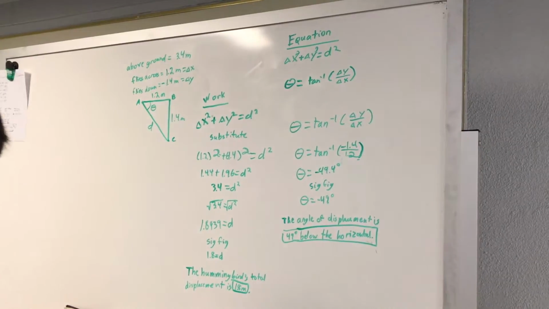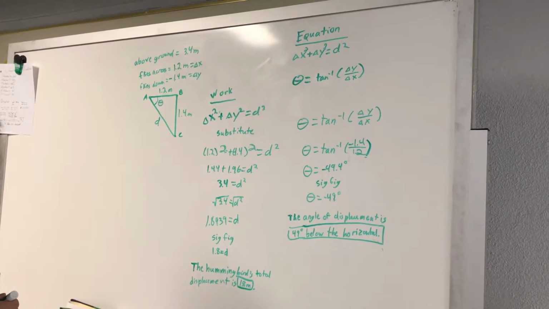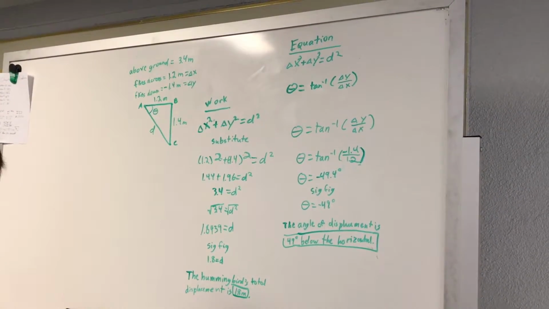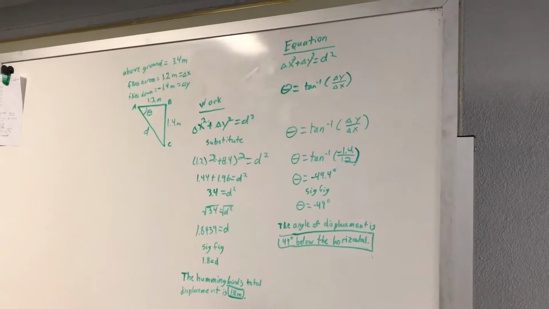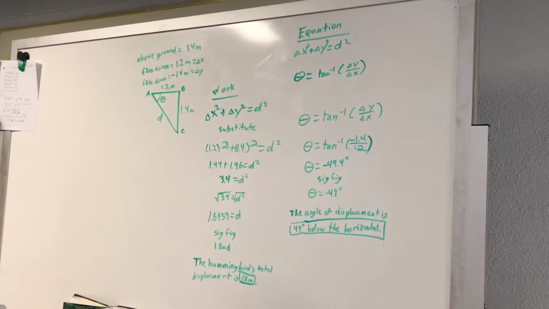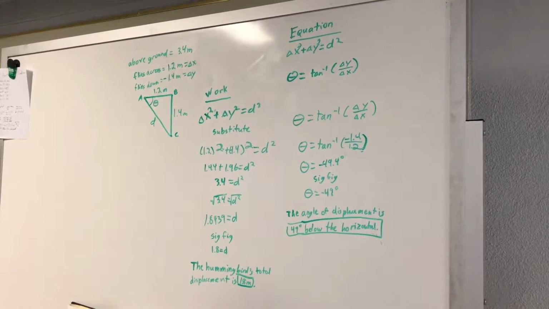Okay, so the problem is a hummingbird 3.4 meters above the ground flies 1.2 meters along a straight line path. Upon spotting a flower below, the hummingbird drops directly downward 1.4 meters to hover in front of the flower. What is the hummingbird's displacement, total displacement?